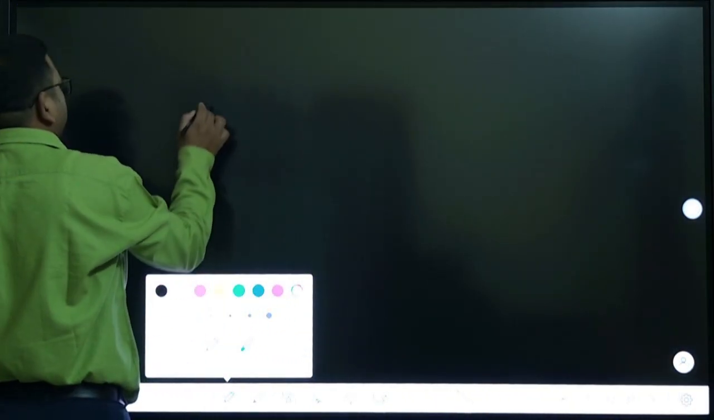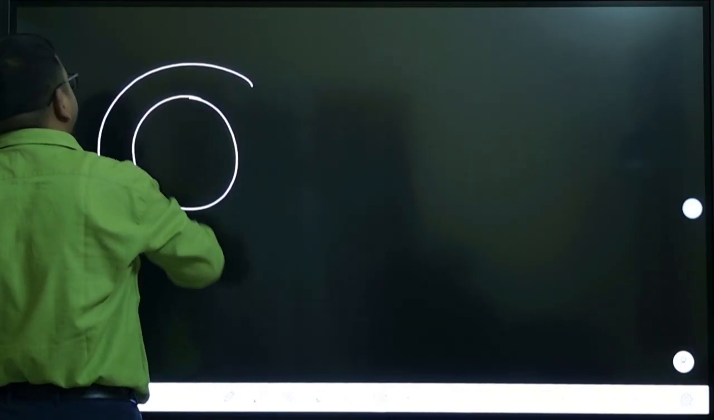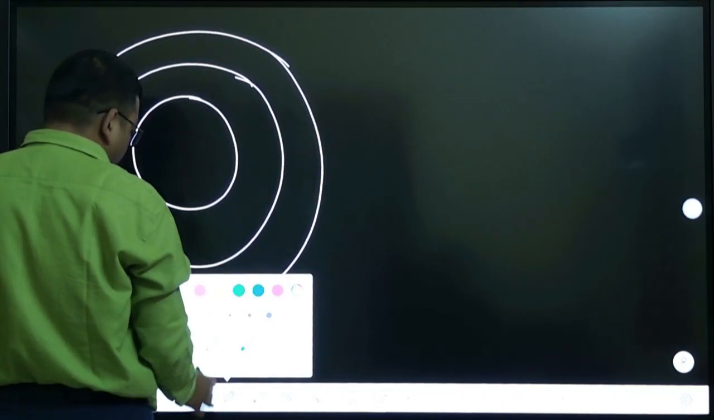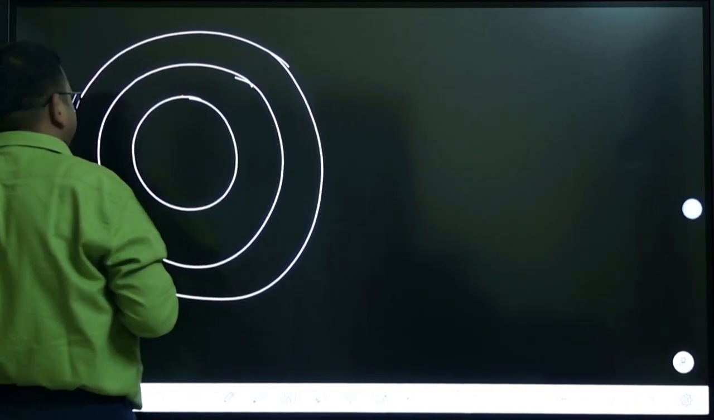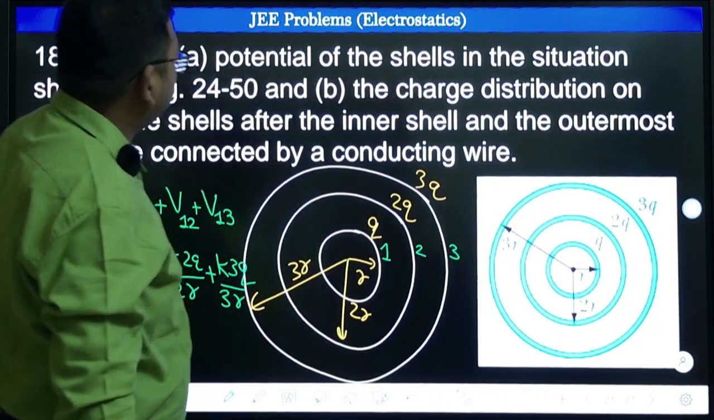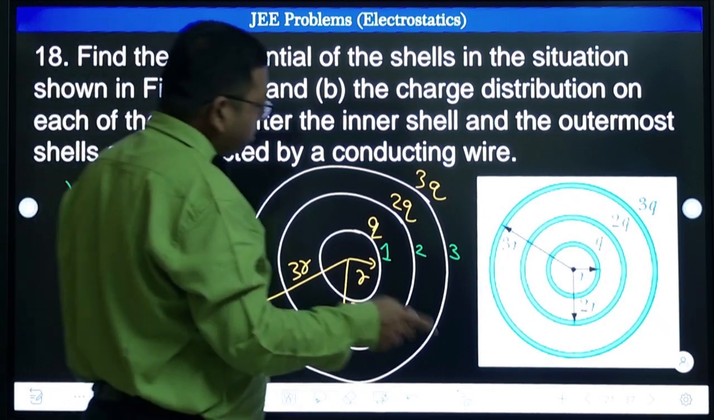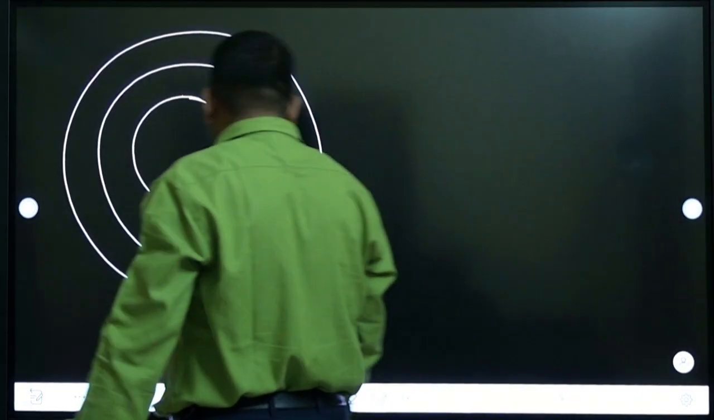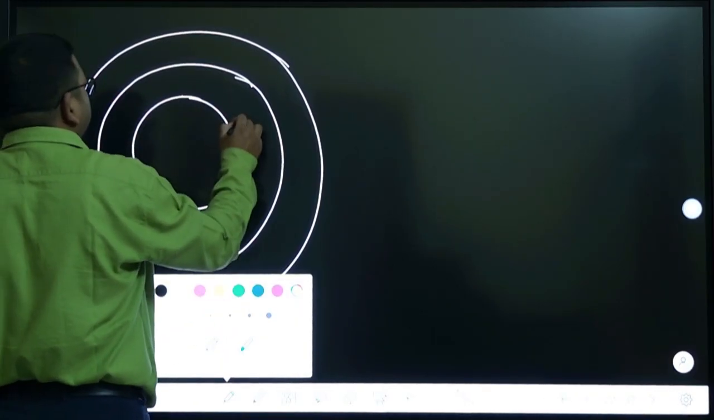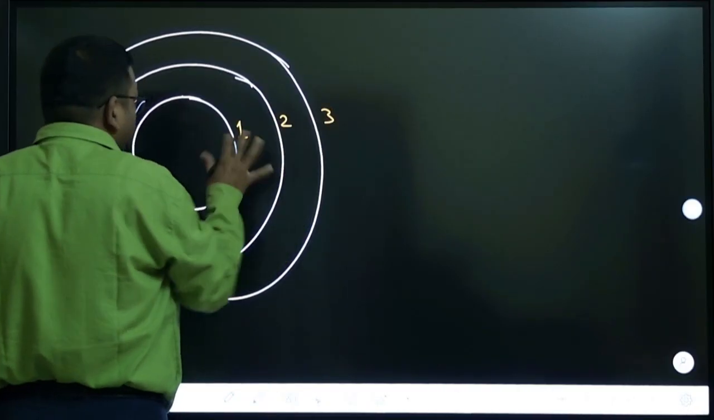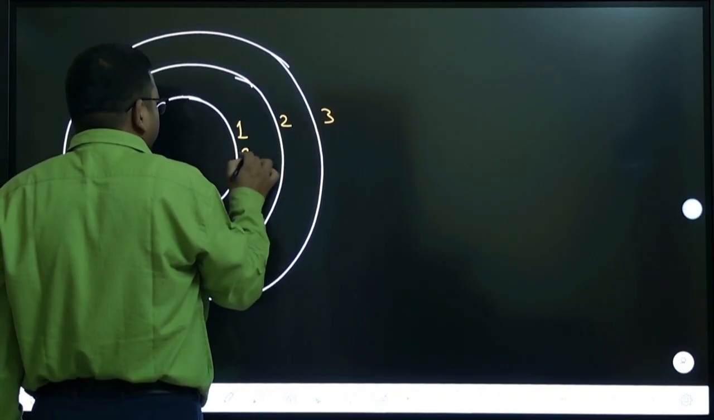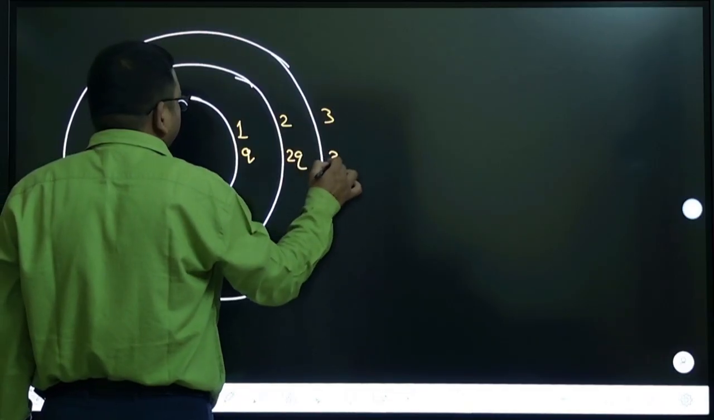So this sphere, this sphere and this outermost sphere. Initially, when it was not connected, what were the charges? And they are saying which one is connected? Inner and outermost. That means first and third are connected. So suppose this is the first one, this is the second one, this is the third one. The second one is not connected, and note that here the charge was q, here it was 2q, here it was 3q before connecting.